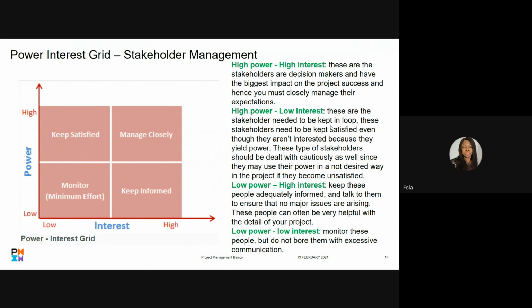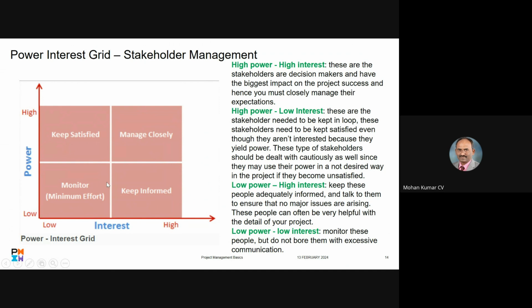Yes, they'll have power, but they don't have much interest. And there is somebody who has got a lot of interest, but power is not there. So people who have got a lot of interest but power is not there, you just need to keep them informed. That is one aspect. Then there are people who have got a lot of power but interest is less.